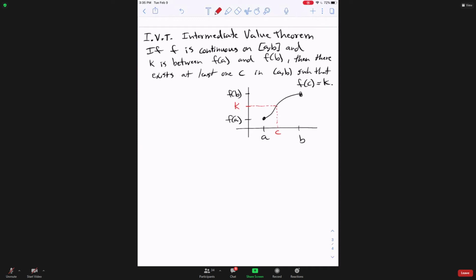Well, so it's asking me, is this IVT continued? Well, kind of, yeah. I just rewrote the theorem again. I'm trying to explain it again.